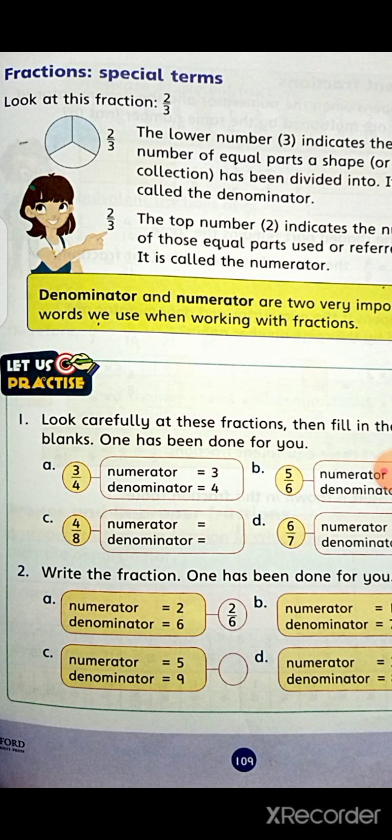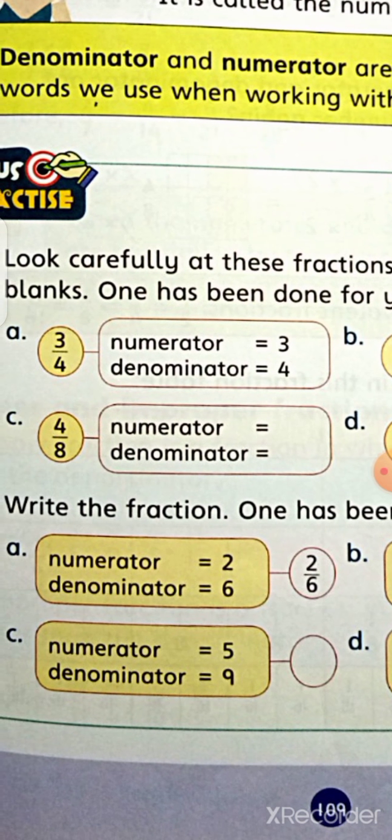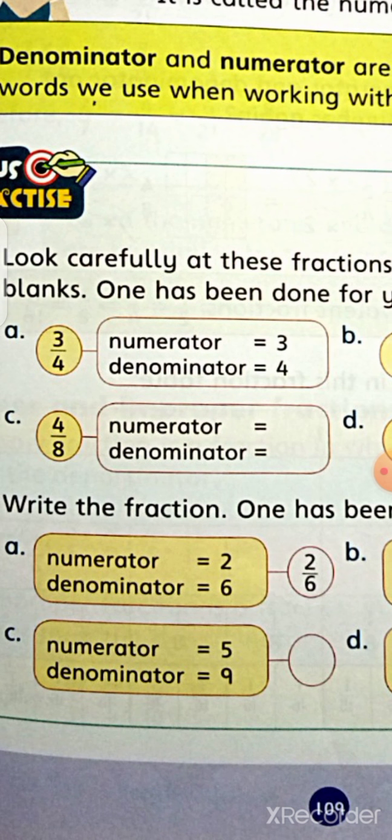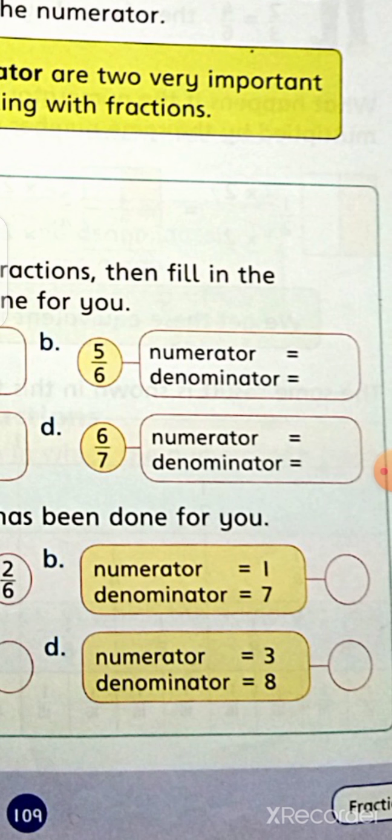In question number 2, write the fraction. One has been done for you. Here numerator and denominator both are given and you have to write the fractions. In A part, numerator is 2, denominator is 6. So fraction is 2 over 6. B part, numerator is equal to 1 and denominator is equal to 7. So fraction is 1 over 7.